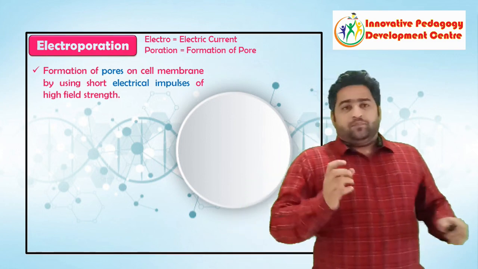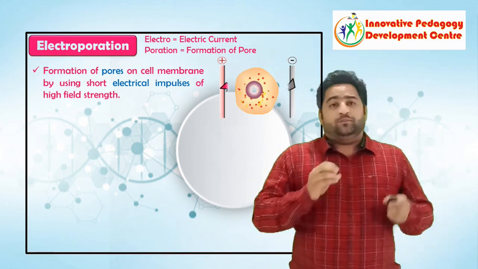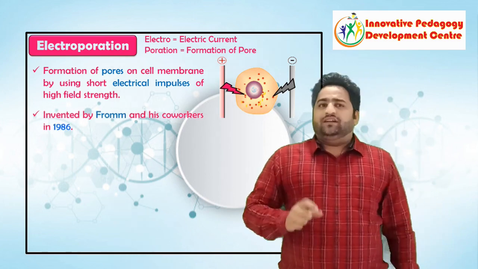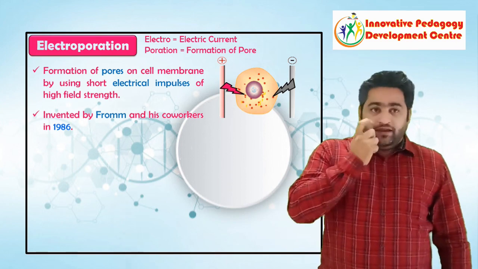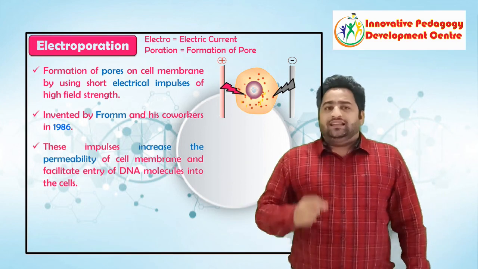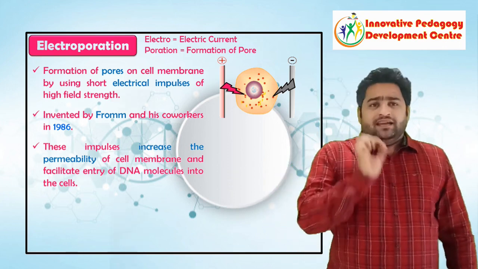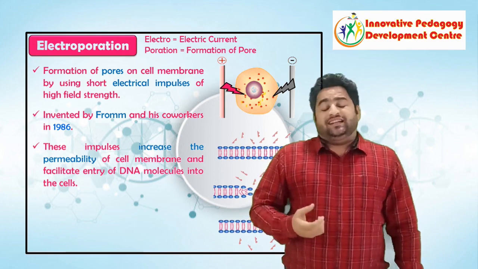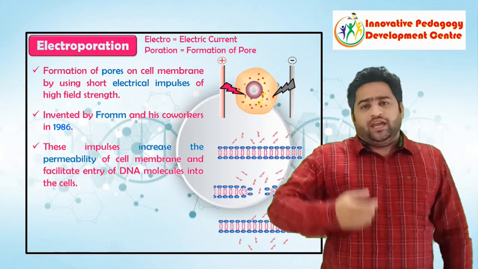So it is a process in which we form pores on the cell membrane by using a short electrical impulse of high field strength. It was invented by Fromm and his co-worker in the year 1986. And this impulse increases the permeability of the cell membrane and facilitates the entry of DNA molecules into the host cell.